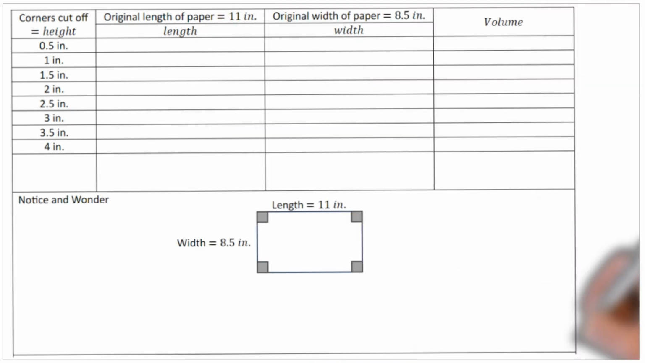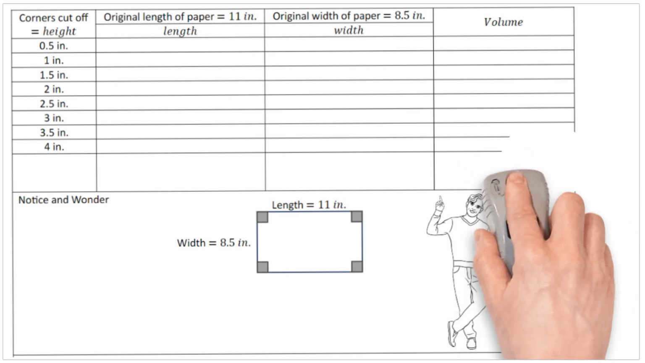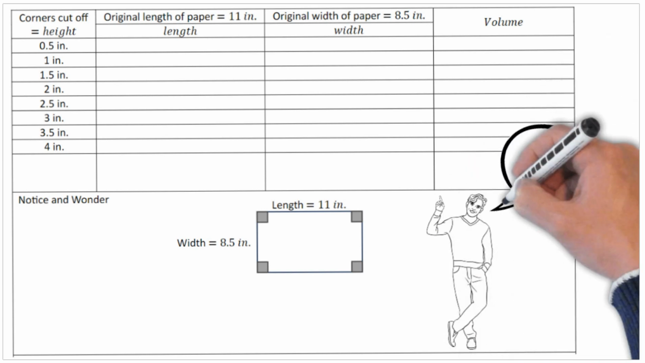This is a review of the assignment where we cut off the corners to create a box. So how do we fill this in?